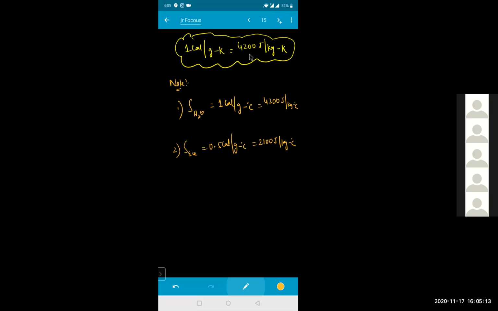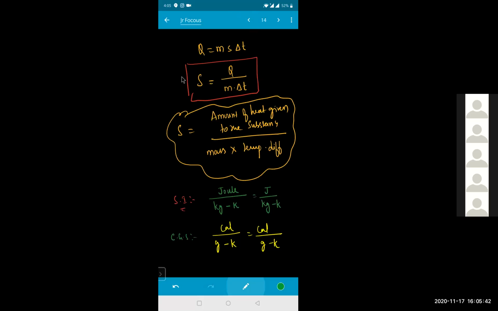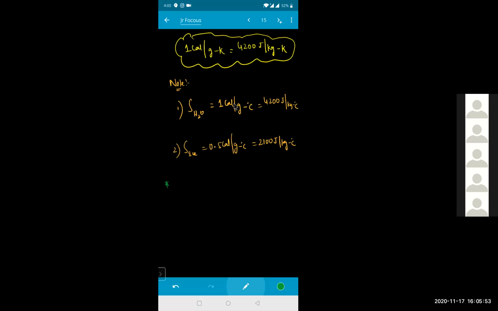1 calorie per gram Kelvin kitna? 4200 joule per kg Kelvin. And specific heat of water kitna? 1 in CGS system, SI system mein 4200. Specific heat of ice kitna hai beta? 0.5 calorie per gram degree centigrade, and 2100 joule per kg Kelvin. Theek hai? Formula clear hai sabhi ko? Specific heat ka formula kya hai? S is equals to Q by M into delta T. Is it clear?